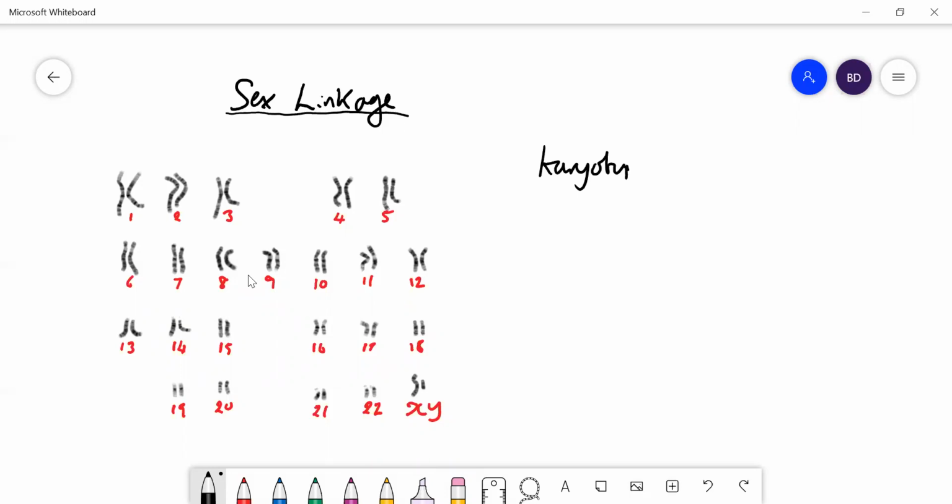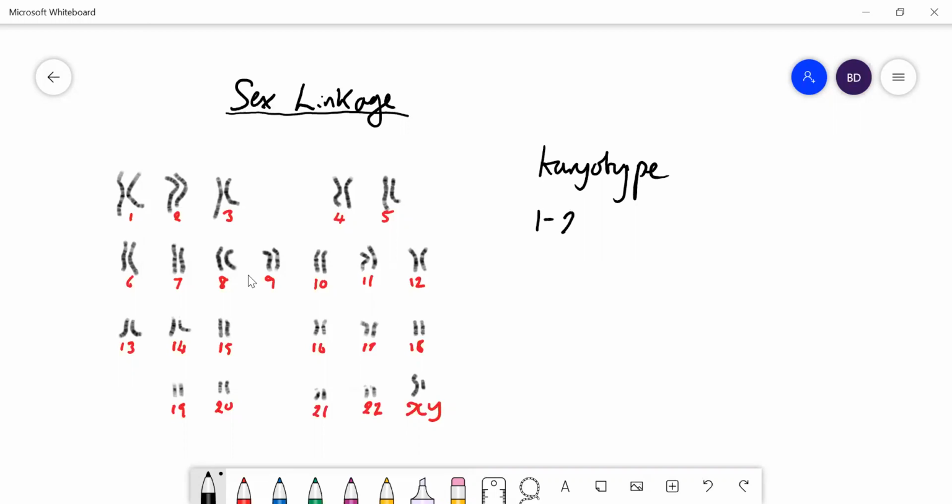A karyotype is when you get cells undergoing mitosis, you add a poison, colchicine, to stop mitosis, and take a photograph of the cells. Then you can see the condensed form of the chromosomes. The photograph is taken and the homologous pairs are matched up. The old way of doing it would be to cut the photograph up with a pair of scissors and match them up. So here in the human karyotype, we've got 23 pairs of chromosomes.